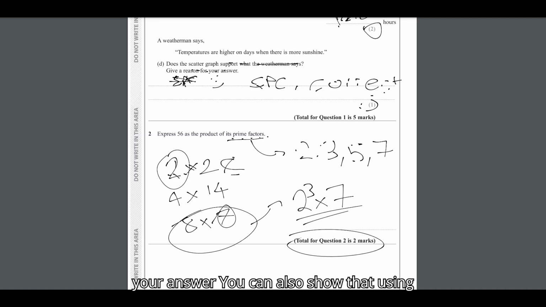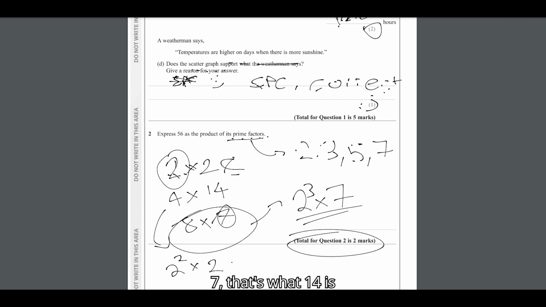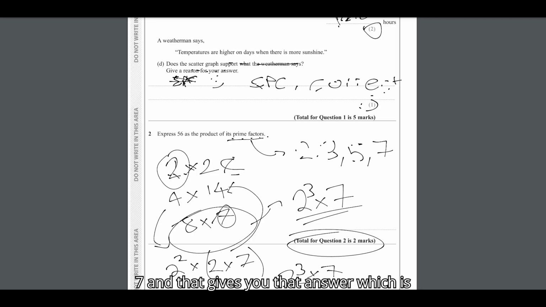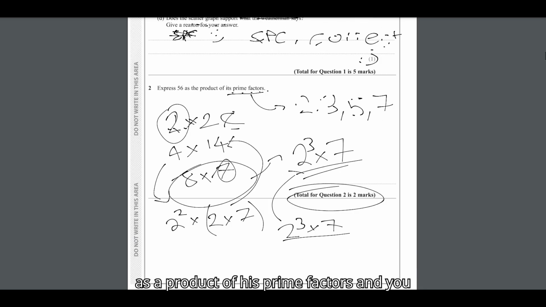You can also show that using 4 and 14. 4 is basically 2 squared, whilst 14 is 2 multiplied by 7. That's what 14 is, this bracket. And essentially 2 squared multiplied by 2 again will give you 2 cubed multiplied by 7, which is the same answer as before. Hence, that's how you express 56 as a product of its prime factors, and you get the 2 marks as well.